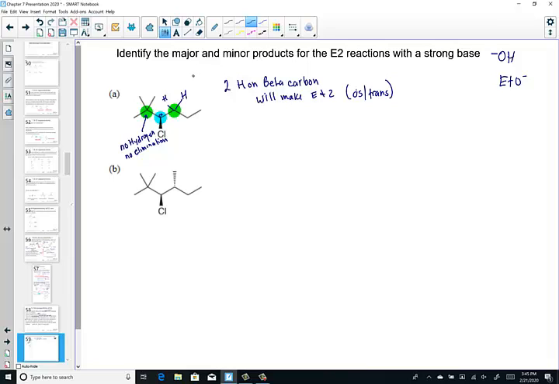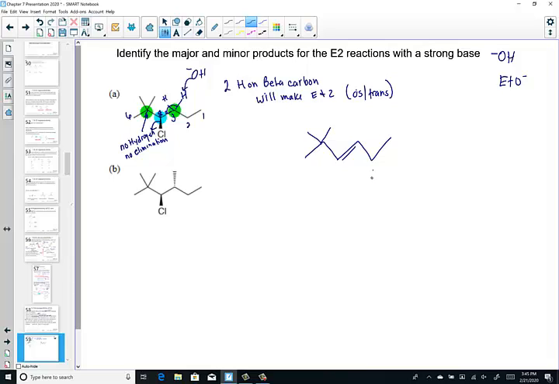Alrighty, so let's count. I have 1, 2, 3, 4, 5, 6. On carbon 2, I have 2 methyl groups. And between carbon 3 and 4, we'll have a double bond. So remember the strong base? The strong base takes off a proton. This bond collapses and the leaving group leaves. There's your mechanism for elimination.